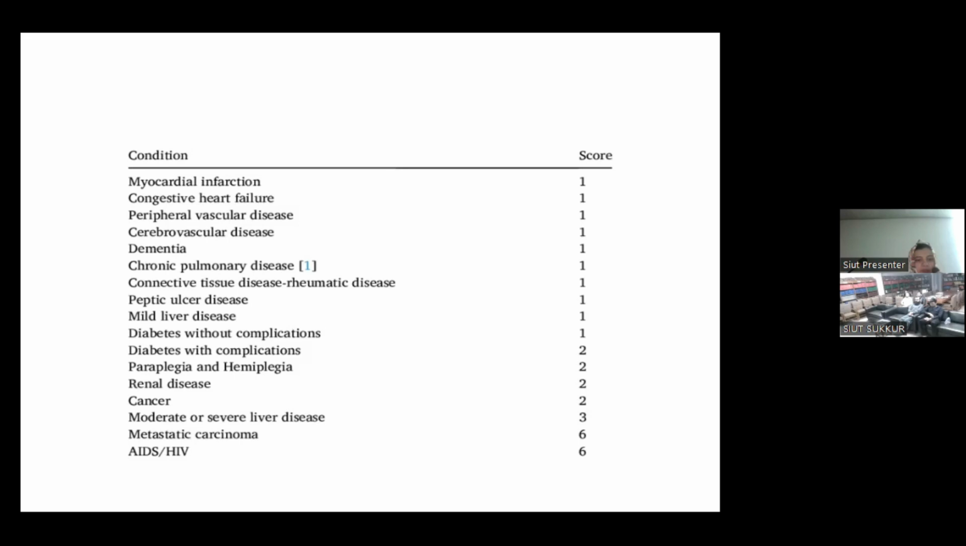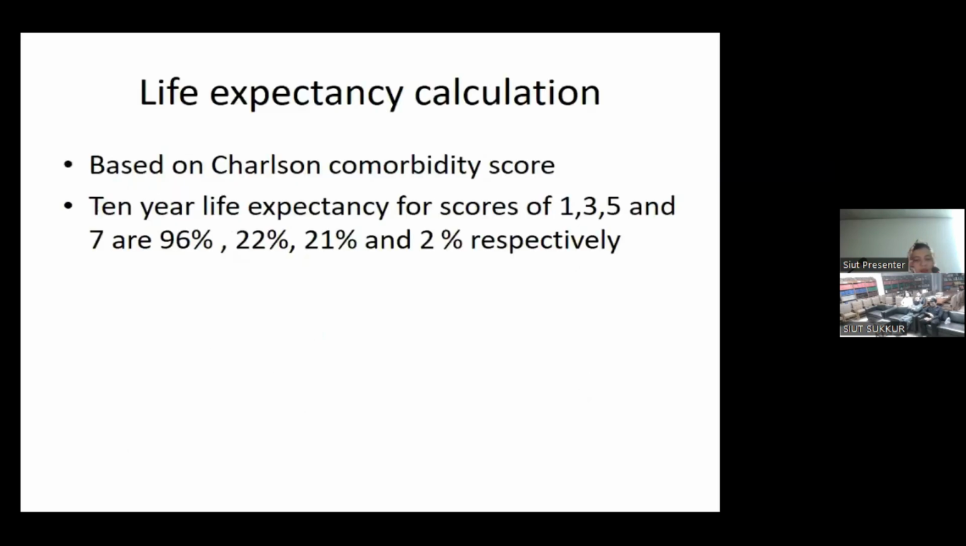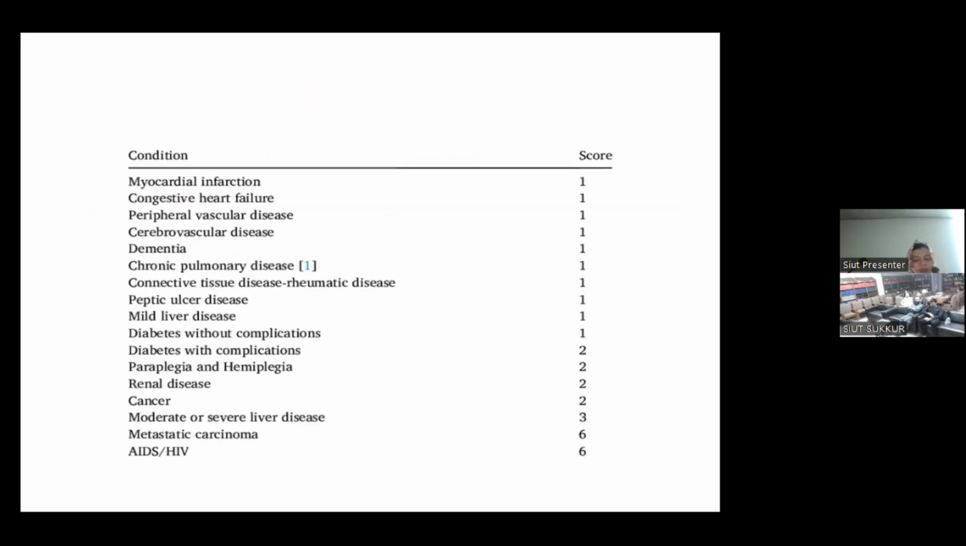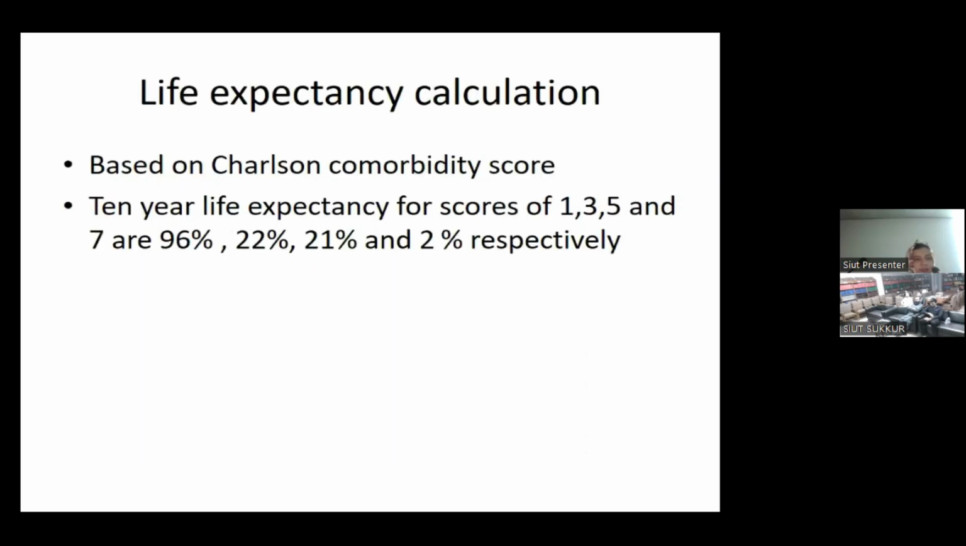Whereas if there is diabetes with complications, paraplegia, hemiplegia, renal disease, and cancers, the score is 2. For moderate or severe liver disease, the score is 3. And for metastatic carcinoma and HIV, the score is 6. So the higher the score, the lower the life expectancy.